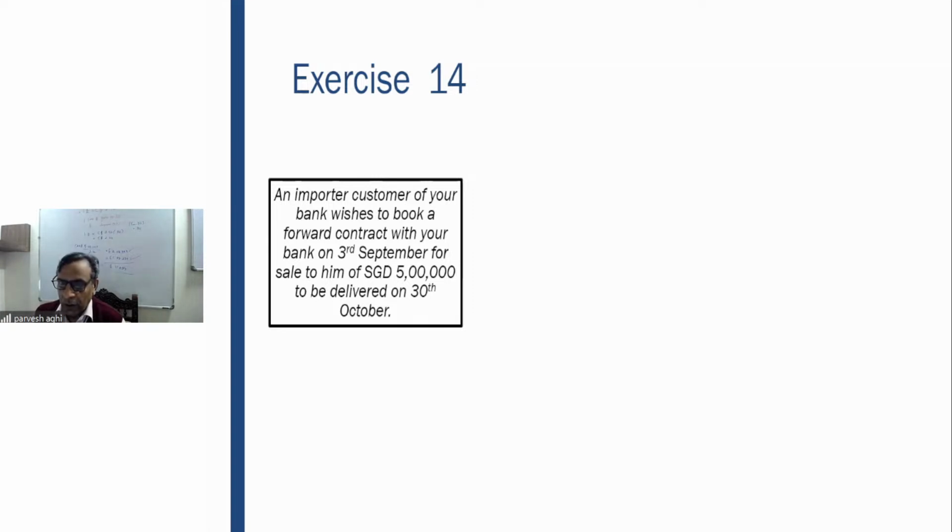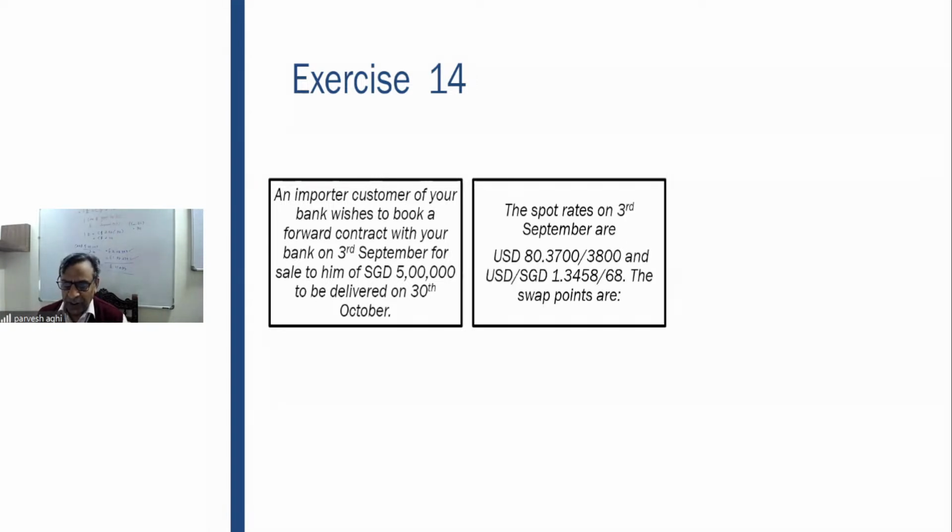Okay, so basically there is an importer who wants to buy Singapore dollar. How many? 5 lakh Singapore dollar. When? On 30th October. Today is 3rd of September. So that means after 2 months. Okay. So the spot rate on 3rd September for US dollar is 80.37/38. So that means one dollar is equal to so many rupees.